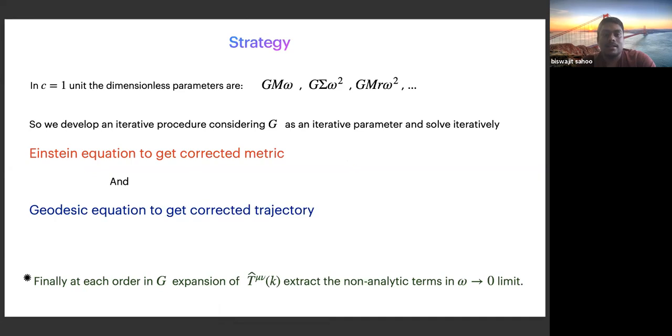So due to time, I'm just skipping the details, and let me tell the strategy, why this iterative expansion works. Because in c equal to 1 units, it turns out that G m omega, where m is some mass parameter, the momentum or the mass of the particles or objects which are scattering, and G sigma omega squared, G m r omega squared, all these are dimensionless parameters. So it tells us that expanding in powers of G is a good approach, because that can take care of the corresponding m omega piece or the spin dependent piece and all these orders.